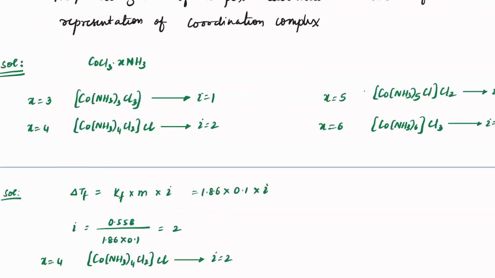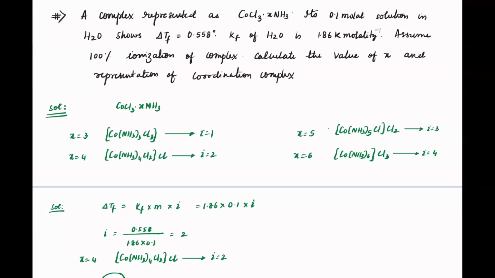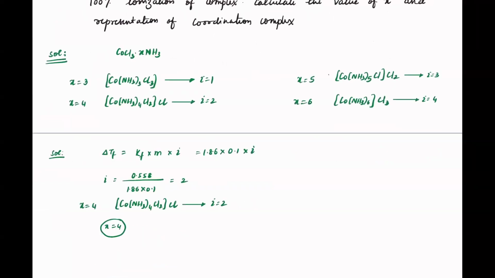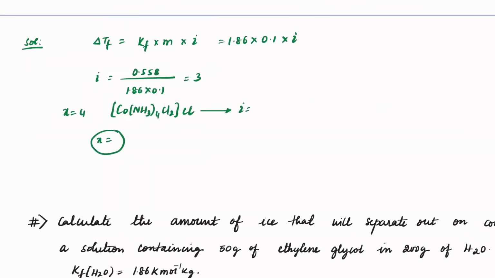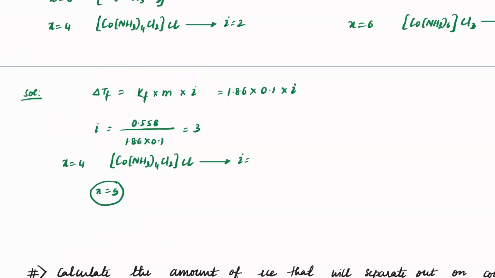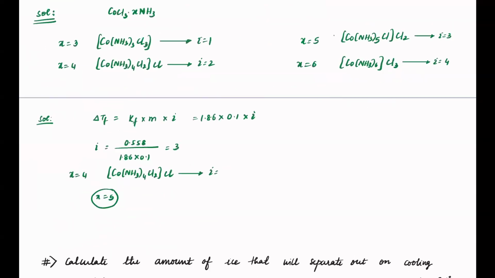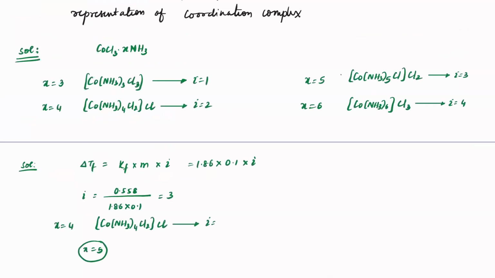Sir, that division gives 3. Sorry, yes, in that case it is 3, right? This is coming out to be 3. So x value should be 5, correct? You're right. Clear? Everyone, please check.